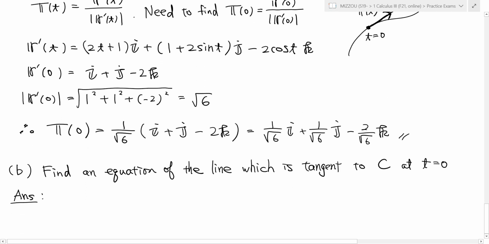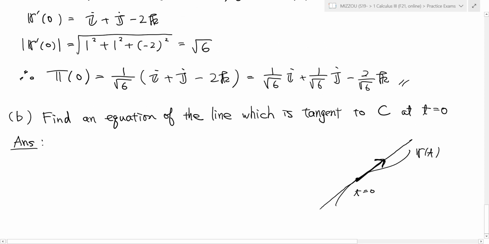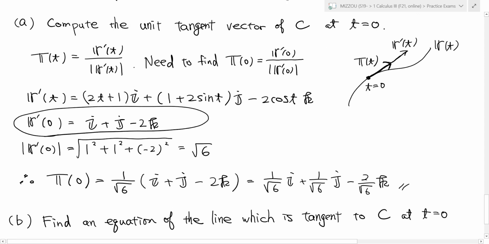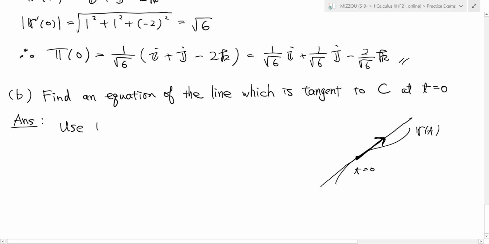Now for this case, let me just copy the same picture. This is r of t. And at t equals 0, the tangent line is a line which is tangent to the curve. So this is the line we're looking for. And we want to find the direction vector, but the direction vector is any vector tangent to the curve like this. So therefore, we could use r prime of 0 as our direction vector. And then the line goes through this point here.